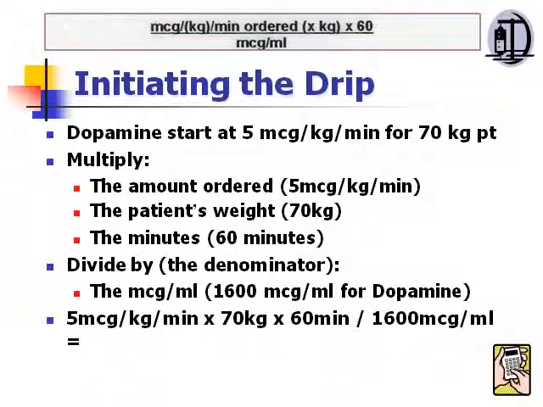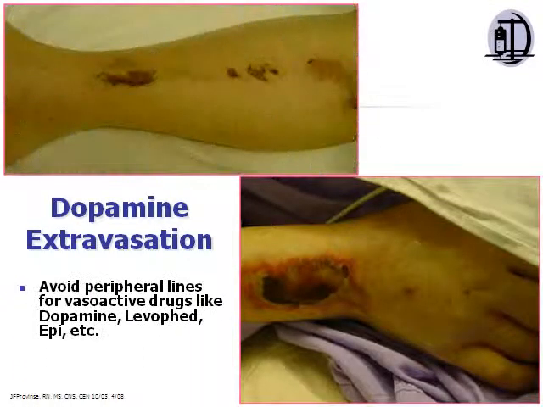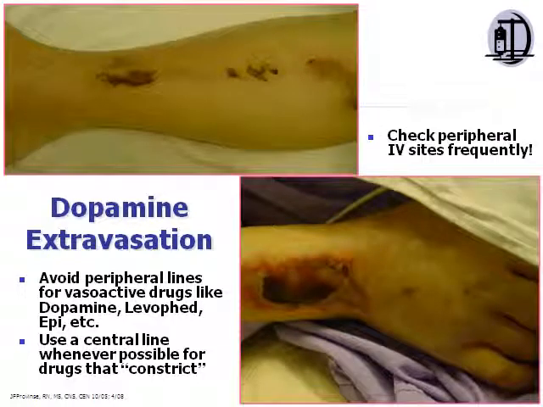So let's do that math. Just put it all in your calculator all at once. 5 times 70 times 60 divided by what's in the bag of 1600 mics per ml, and you get 13.1 mLs per hour. So that's what you're going to set your pump at, or 13. All right, good. And here's a little picture of dopamine. So be careful about infusing anything that constricts the blood vessels, like epi or dopamine or levofed, into a peripheral line. A central line is preferred.